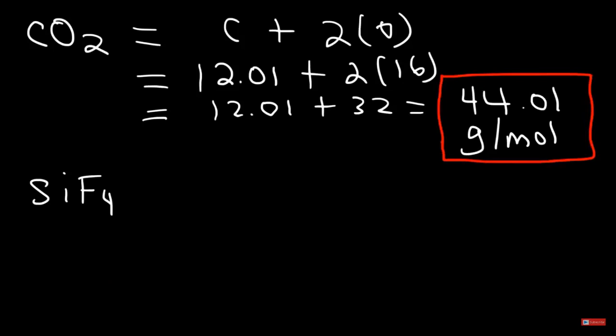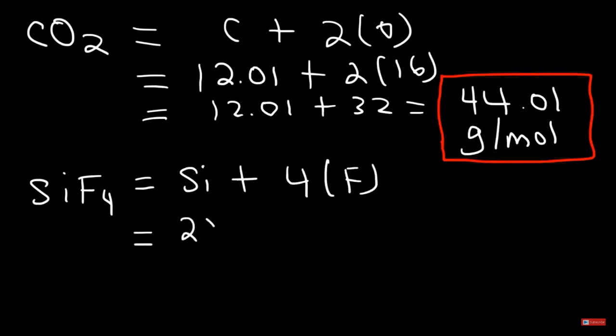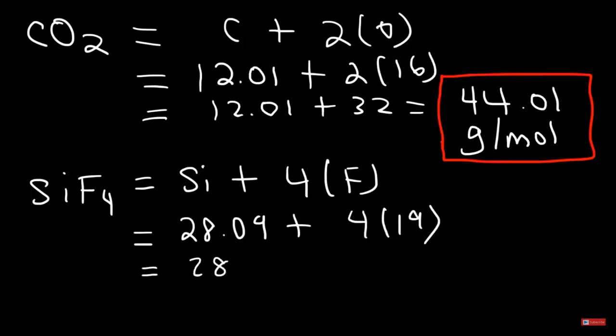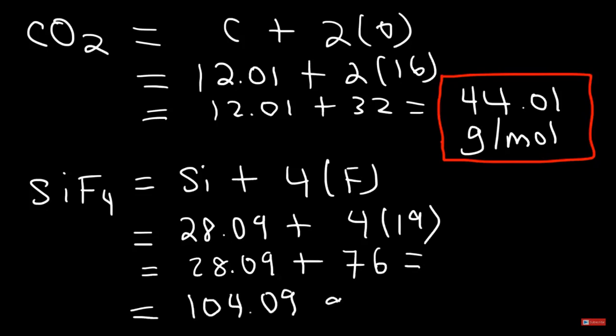Now let's do the same thing for silicon tetrafluoride. We have a single silicon atom and 4 fluorine atoms. The atomic mass of silicon is 28.09. The average atomic mass of fluorine is 19. 19 times 4 is 76. Now let's add that to 28.09. So the molar mass of silicon tetrafluoride is 104.09 grams per mole. So this is the answer.